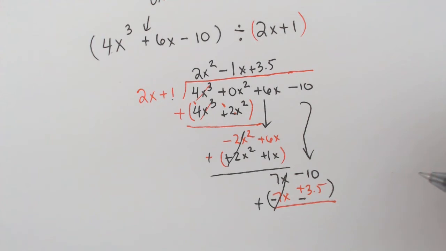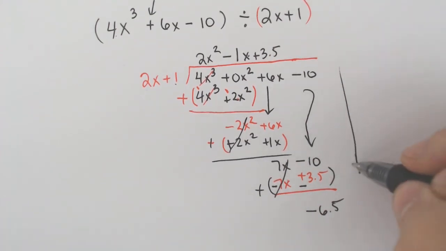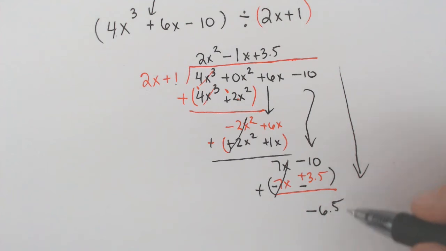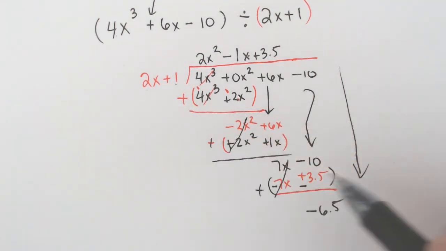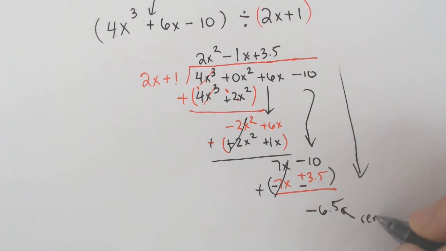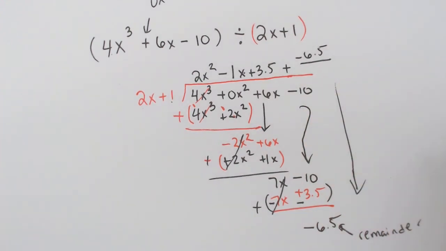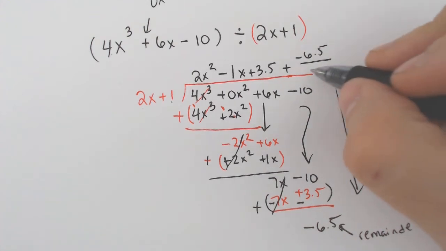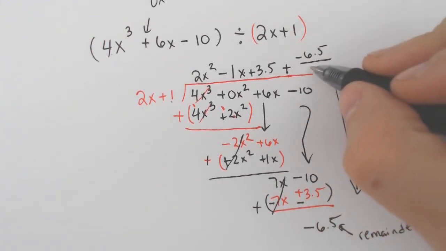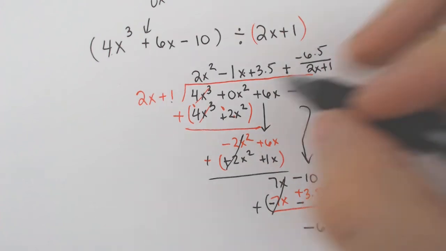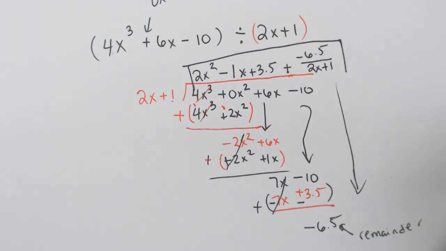First term goes away like normal. Negative 10 and 3.5 makes negative 6.5. And there's nothing left to bring down. Not only that, but you can't divide a regular number by a 2x. So this is going to be our remainder, and you do not keep your remainder there. You keep your remainder up here with the rest of the answer, and you do a plus negative 6.5, divided by the original 2x plus 1. Okay? So that's 2 examples for you.